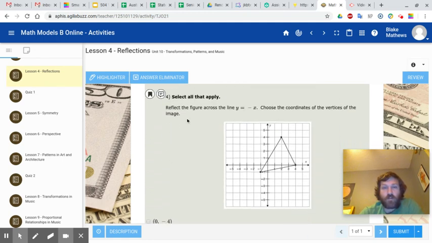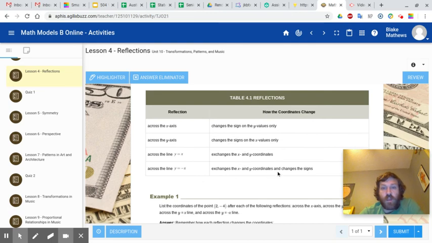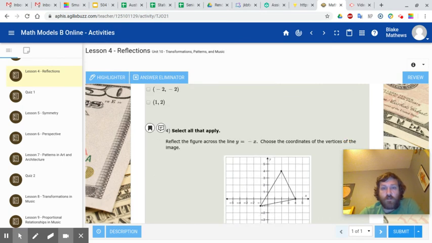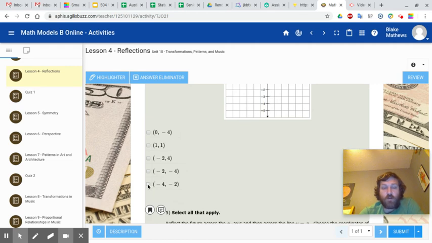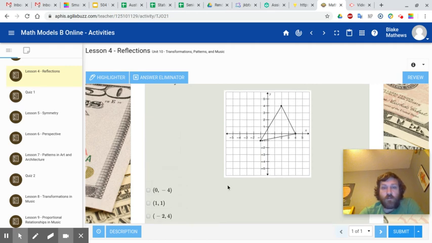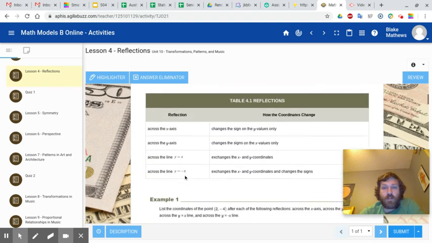So I'm just going to switch the x and y coordinates of this point. And then lastly, reflect the figure across the line y equals negative x. Let's go look at that one. It says to exchange the x and y coordinates and change the sign. So we're going to do both. We're going to switch them and change the sign. Here we go. Let's use this as an example. 2, 4 becomes negative 4, negative 2. We have to switch the signs and switch their location. So it's negative 4, negative 2. And then you can finish each one of those, but basically you're following what you have in this table, following these different rules.